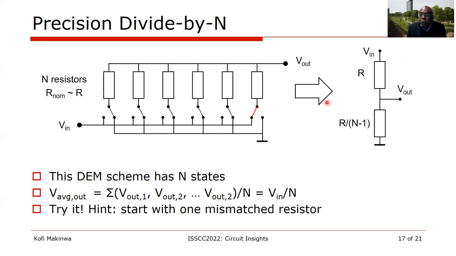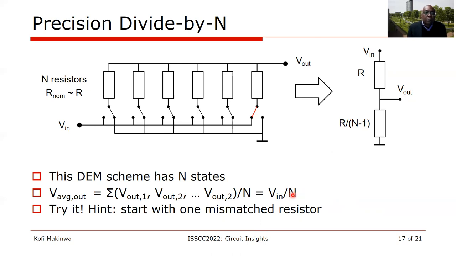So I'm creating a circuit where one of those resistors is in the top position and all the other N minus one resistors are connected in parallel to form a resistor that has a value of R divided by N minus one. And this divider should give ideally the division ratio of 1/N. So if I put an input voltage V in here, V out will be V in divided by N. And that's some homework for you.